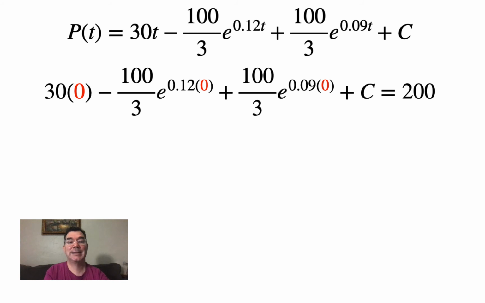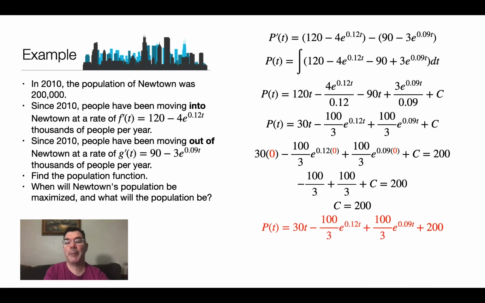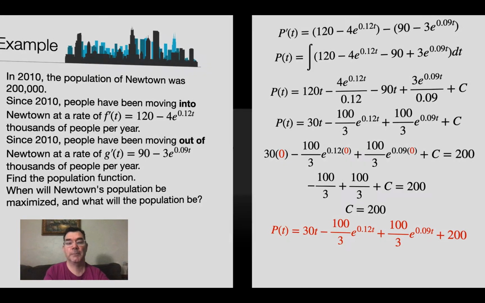I know that in the year 2010, the population was 200,000. And since population is expressed in thousands of people, I'm going to plug in 0, which is the time from 2010, and I'm going to set the P value to 200, which represents 200,000 people. So what happens is I get negative 100 over 3 plus 100 over 3 plus c equals 200. And so that means my constant of integration is 200.